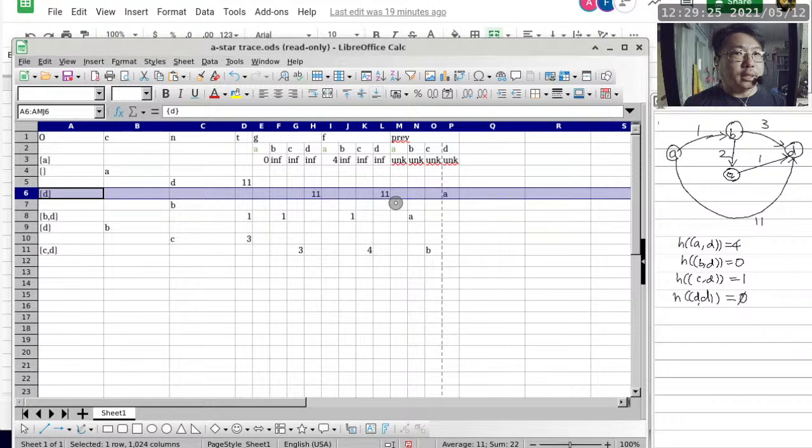Yes, okay, I see that. I see column L is 11. Why would it not be 11?